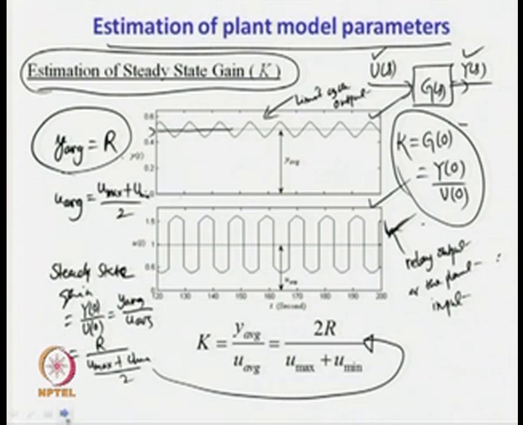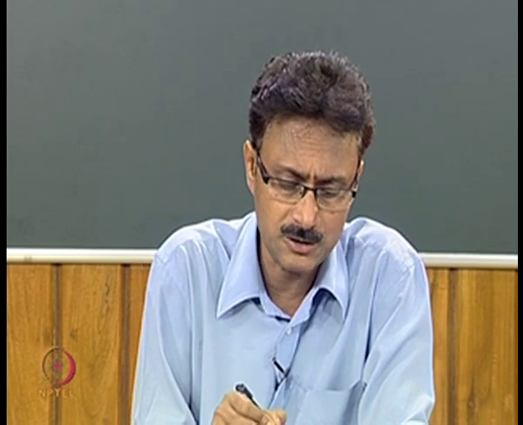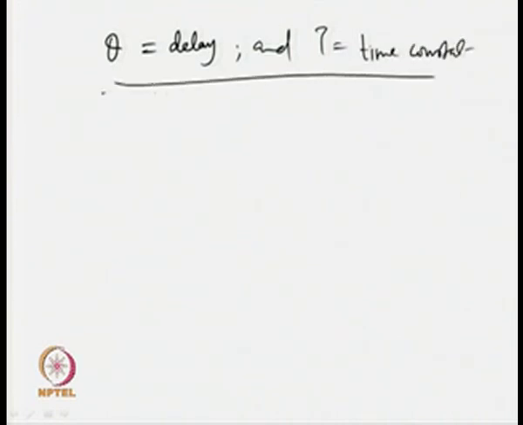Now, we will go to the analysis of the closed loop relay control system to find the remaining two parameters. What remaining parameters do we have to identify or estimate, or find explicit expressions for? Those are the two remaining parameters known as theta, the time delay, and T, the time constant. Okay. So, how to estimate the two parameters now? For that, we have to analyze the closed loop relay control system.